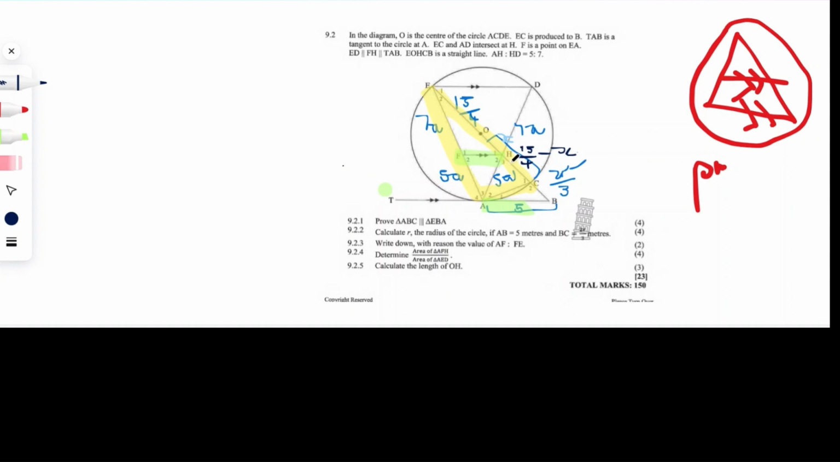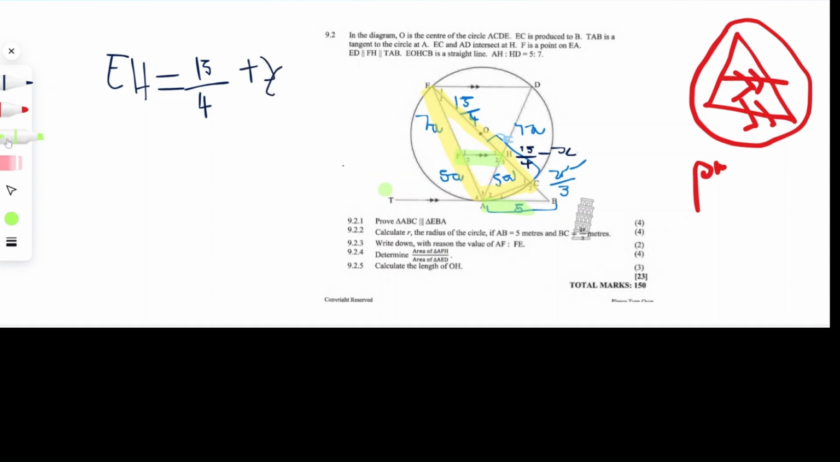Remember, EH is made up of OH, and we've already labeled OH as X, and it's also made up of the radius, which is EO. Okay, so we're just going to quickly go back and write down: EH equals EO, which is a radius, and that's 15 over 4. And OH is also a part of it, and we've labeled OH as X.